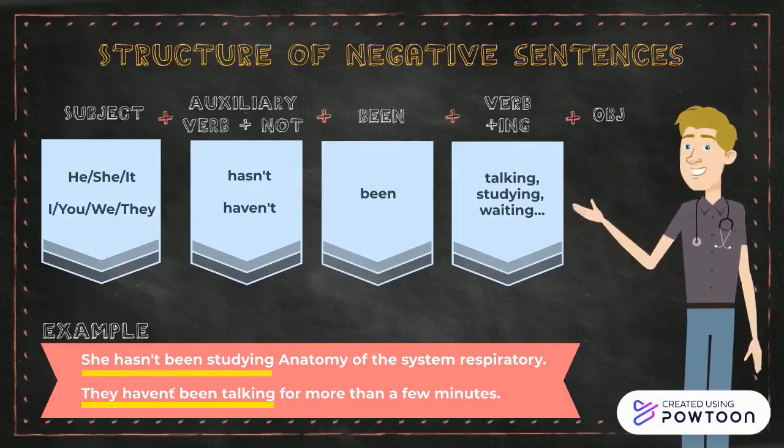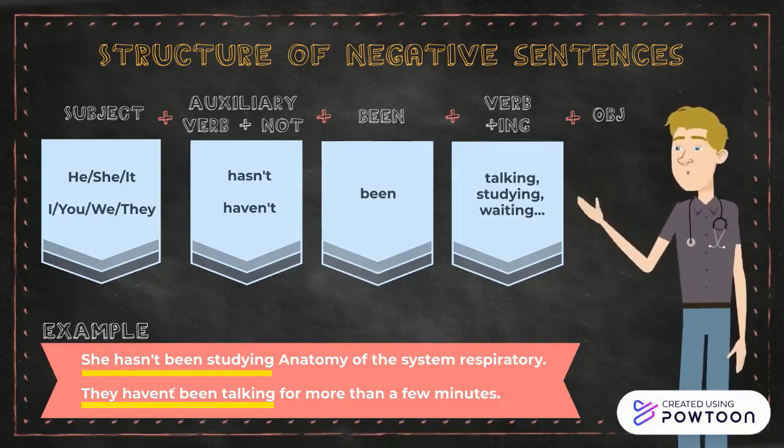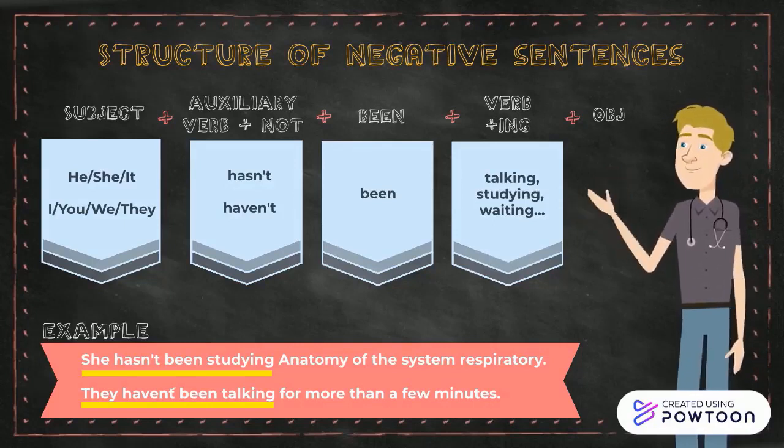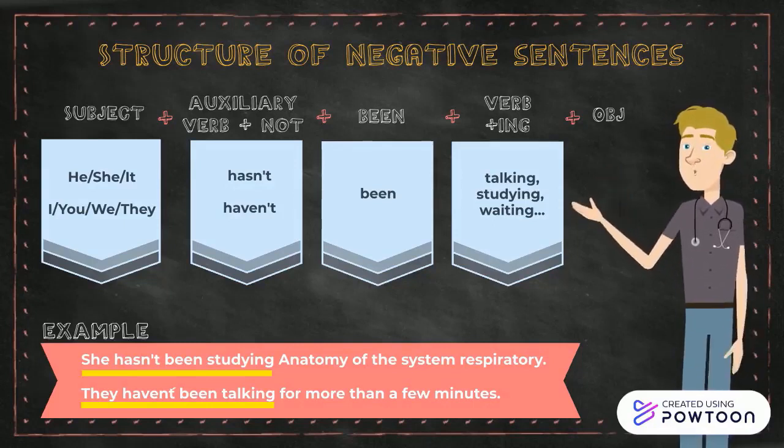Example: talking, studying, waiting. Example of negative sentences in present perfect continuous. She hasn't been studying anatomy of the respiratory system. They haven't been talking for more than a few minutes.